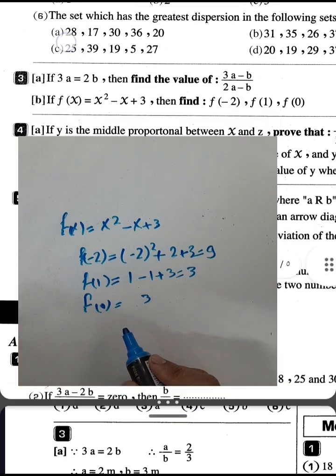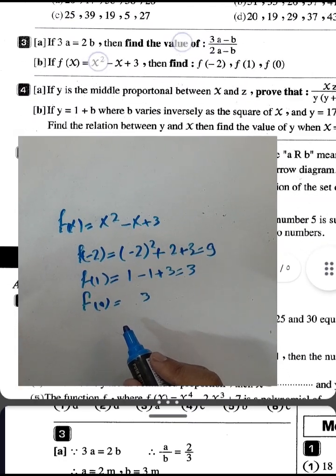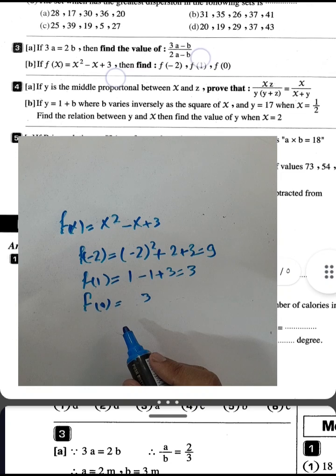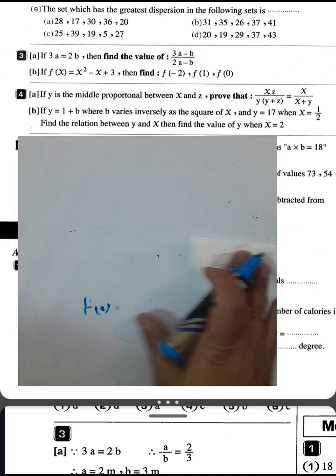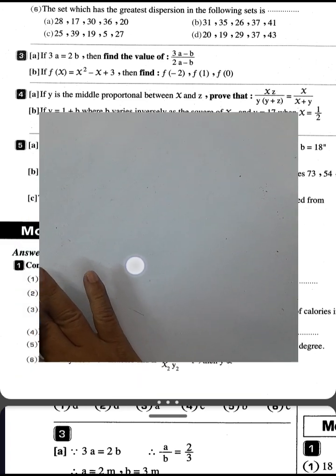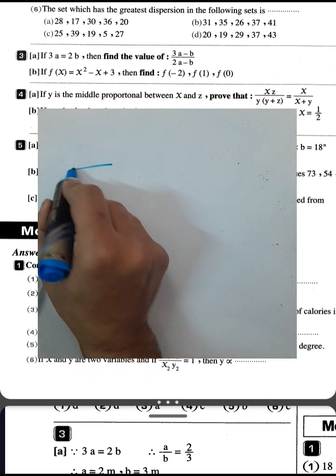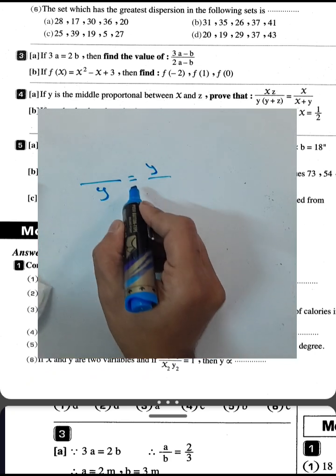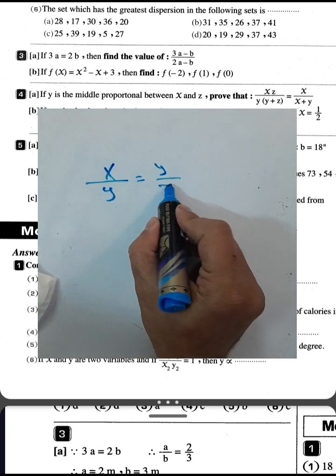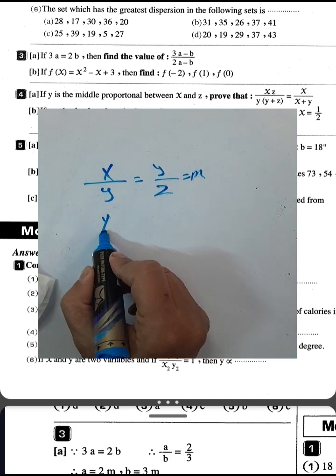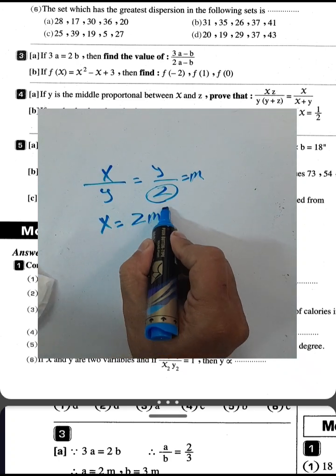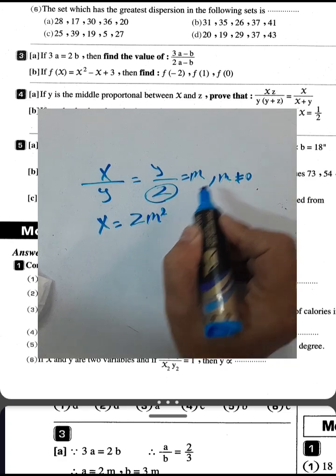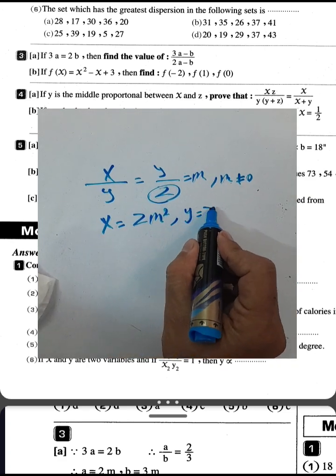Next example, if y is the middle proportional between x and z, prove that the left hand side equals the right hand side, in question number 4. First step, y is the middle proportional between x and z. Put m here, then x will be zm power 2, where m is a constant not equal 0, and y will be equal zm.